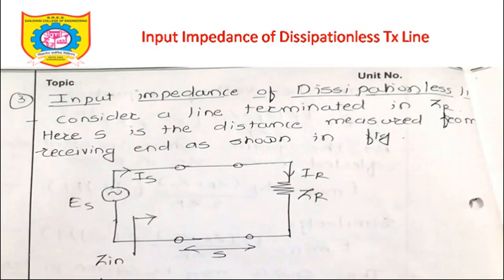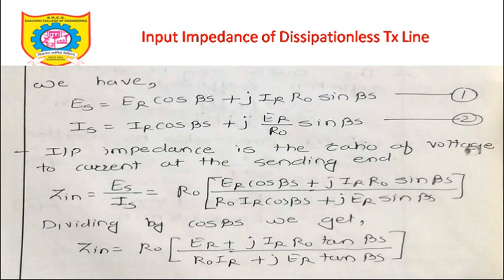The input impedance is the ratio of voltage to current at the sending end, because to calculate the input impedance at this particular point, I must know the input voltage and input current. So it will be the ratio of ES upon IS. Taking the ratio, the R0 in the denominator of the denominator goes to the numerator. So it becomes ER cos beta S plus j IR R0 sin beta S divided by R0 IR cos beta S plus j ER sin beta S, since we have taken that R0 outside.